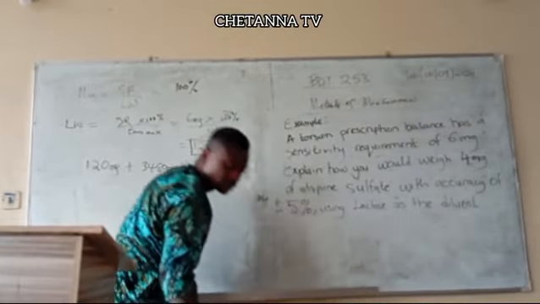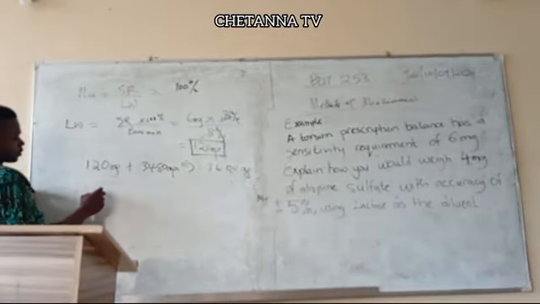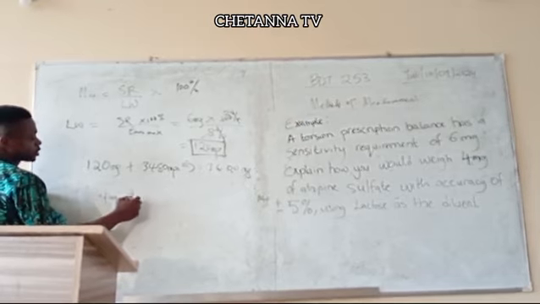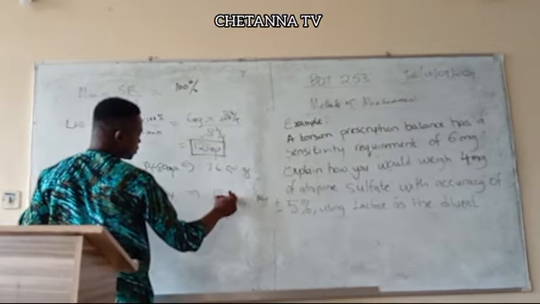Let's divide through by what? Here becomes what? 4 milligram. Here becomes what? 120 milligrams.